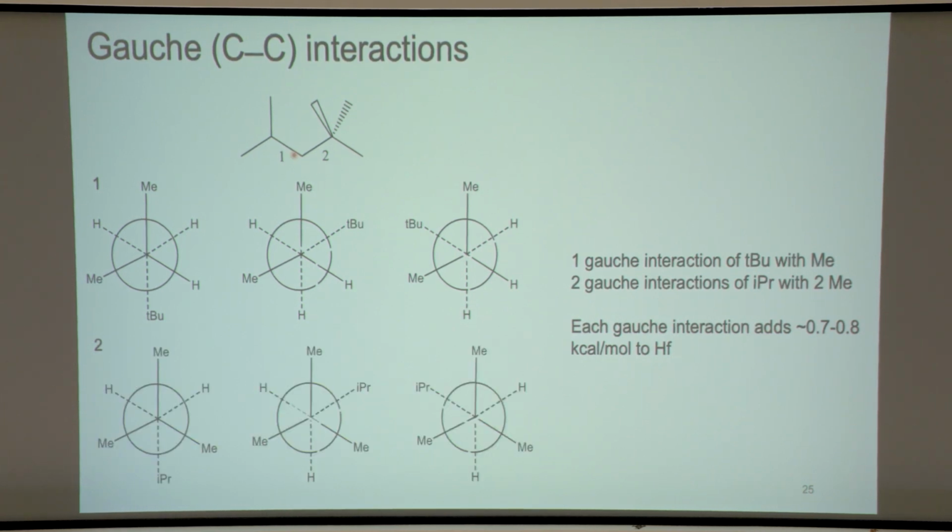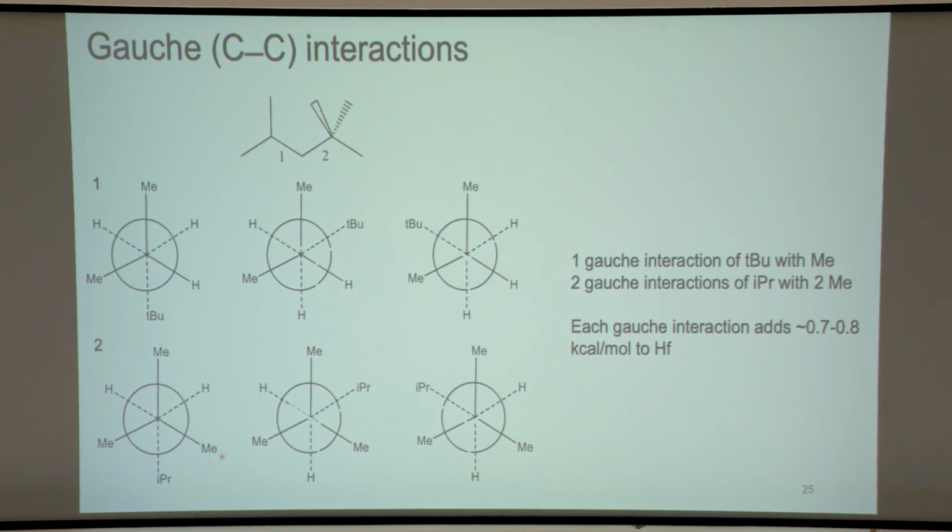Similarly, we have to do the same thing on the other bond. Stand on the bond here, look outwards and look behind you. If you do that, you get these different Newman projections. So I stand in the middle here. Behind me, I see an isopropyl group and a hydrogen. And in front of me, I see 3 methyl groups.